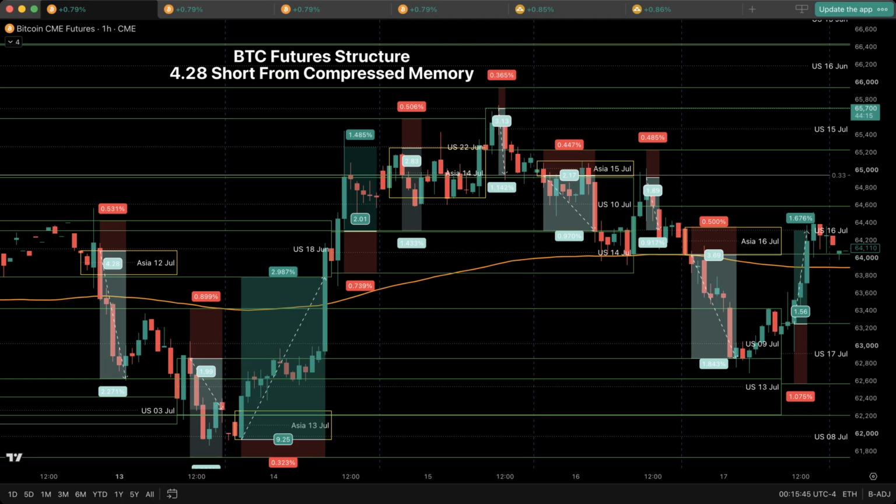The short must begin at the failed compressed upper boundary, not after the easy distance disappears. Now watch the behavior. Price breaks below July 9th US lower memory. It cannot reclaim cleanly. Pullbacks stay heavy. Reaction from buyers comes too late. Continuation keeps pressing lower. The short gains pressure.